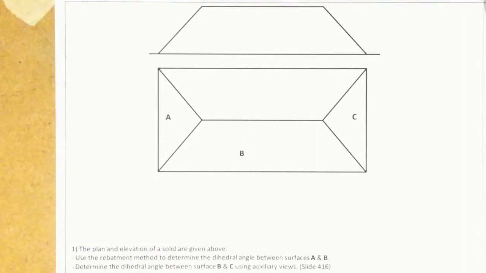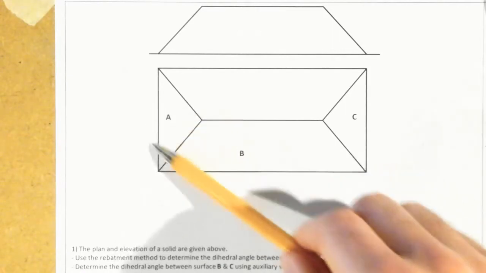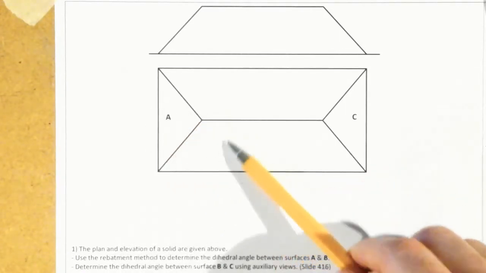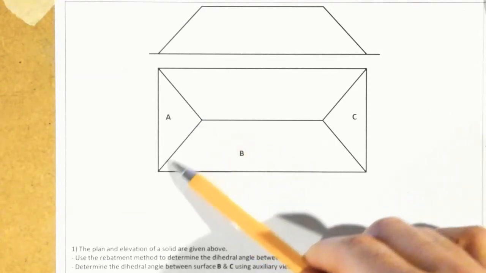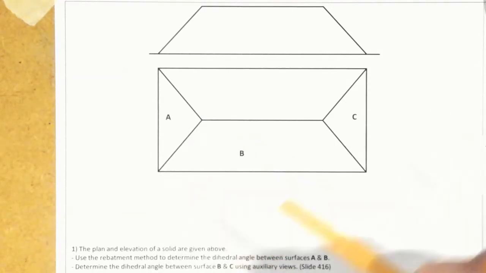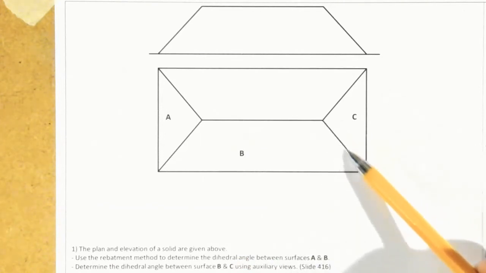Dihedral angles are very important and they come up most years in the Leaving Cert exam. Essentially, it is the angle that is created between two surfaces. So if we look here at surface A and surface B, where they meet, obviously here at this line, which will be known as the line of intersection of those surfaces, or where surface B meets C, which would be the line of intersection here.